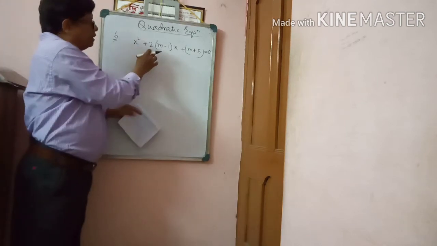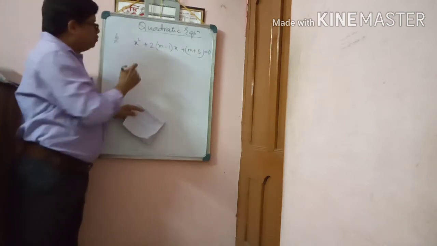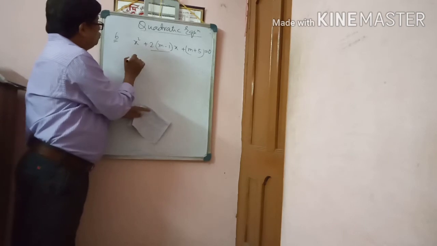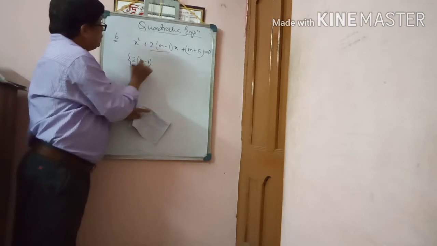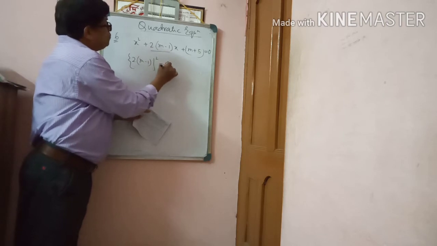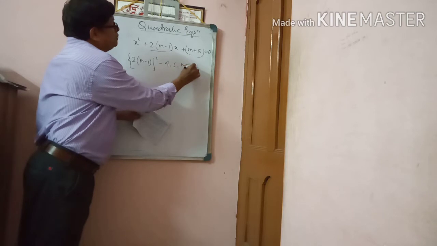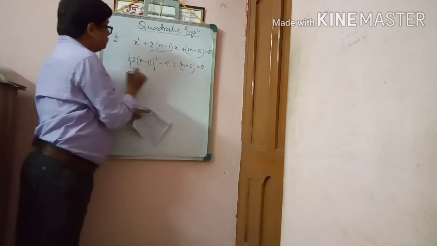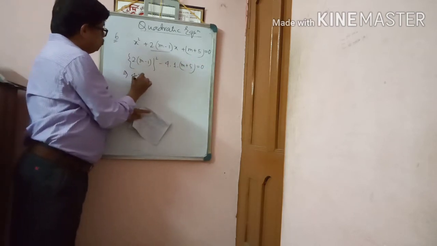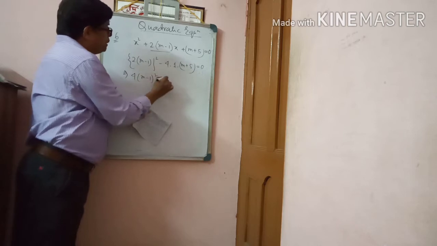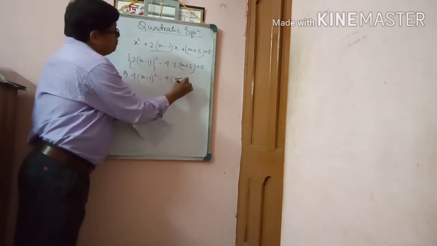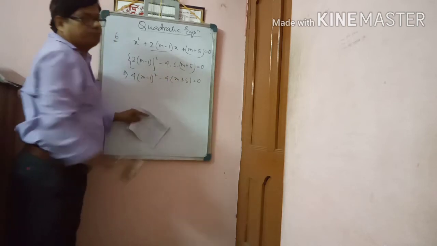So write b square minus 4ac is equal to 0. So write 2 into m minus 1 whole square, b square minus 4 a 1 c, m plus 5 equal to 0. So write 4 into m minus 1 whole square minus 4 into m plus 5 equal to 0.